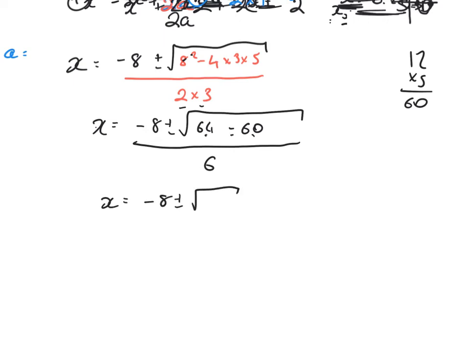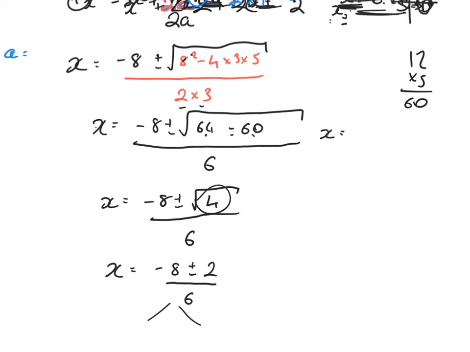Okay, 64 take away 60 is 4, all divided by 6. Okay, so this is really looking like it's turned into a non-calculator question, because the square root of 4, I can easily get rid of that. It's just 2 divided by 6, and now I'm going to split the thing up into x equals minus 8 plus 2 over 6 and minus 8 minus 2 over 6.